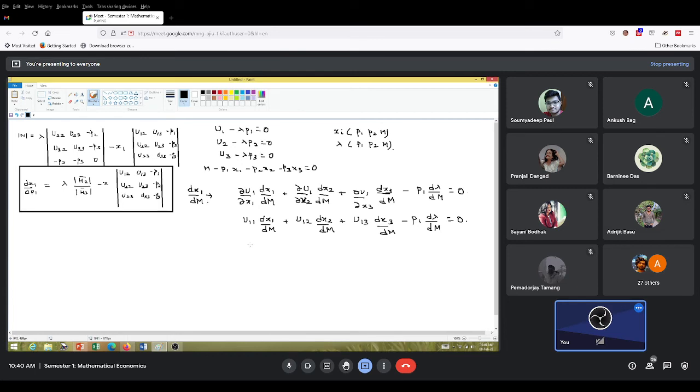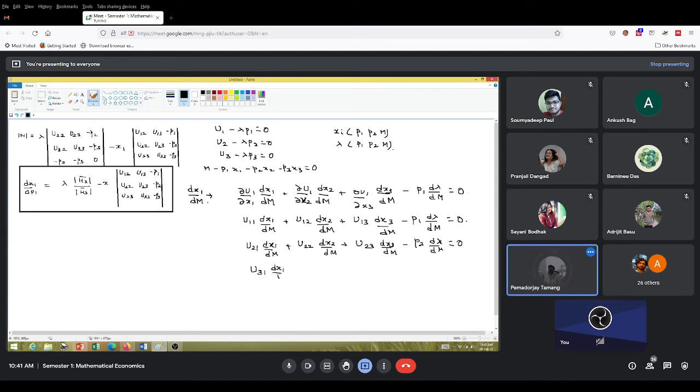What is the second term? It will be U21 dx1 by dm, plus U22 dx2 by dm, plus U23 dx3 by dm, minus P2 d lambda by dm equals 0. And the third line will be U31 dx1 by dm plus U32 dx2 by dm plus U33 dx3 by dm minus P3 d lambda by dm equals 0.